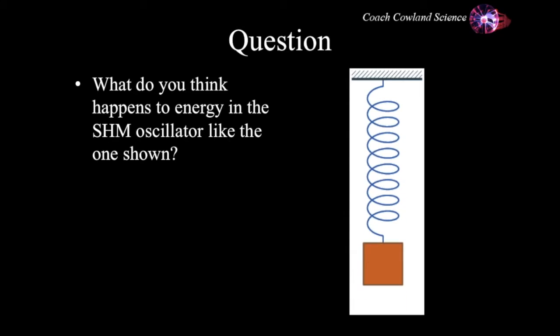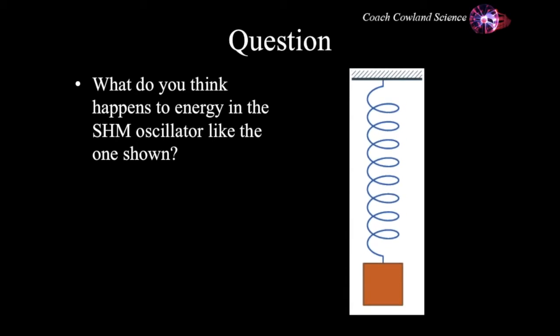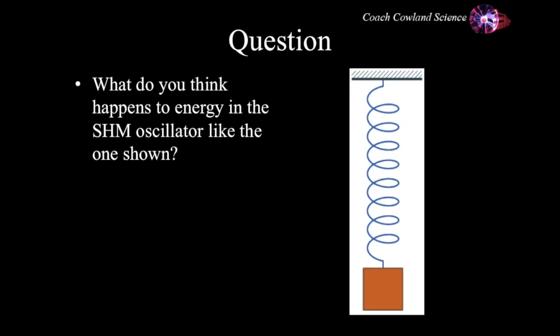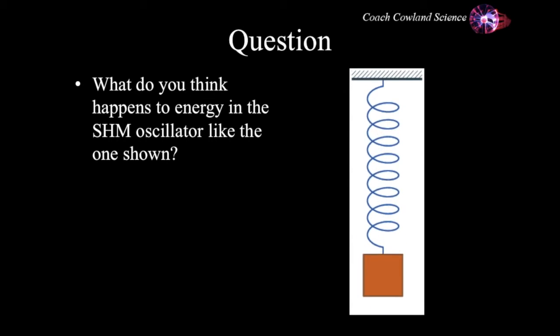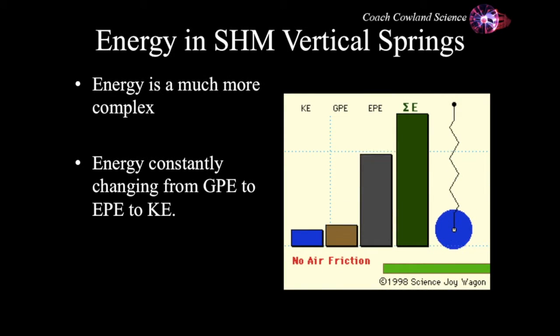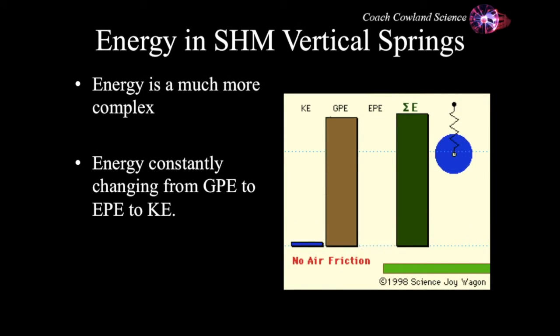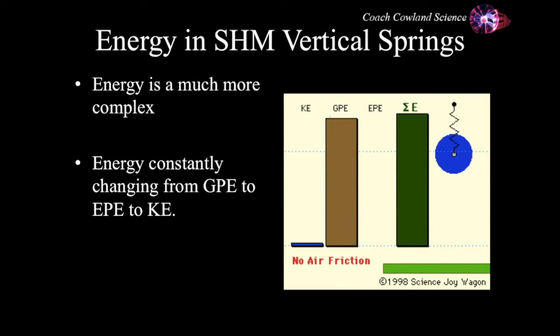So here we have a vertical spring with a mass on it. There are two different types of spring mass questions. There are vertical ones and horizontal ones, and we'll look at both of them. So the energy for this is a little complicated. You can see that all three forms of mechanical energy are involved here.